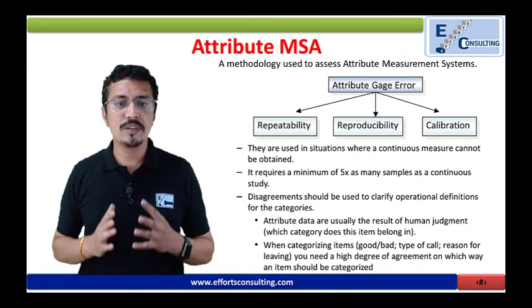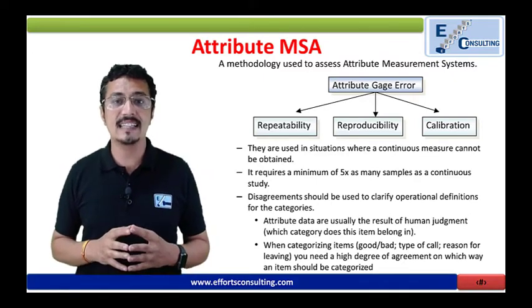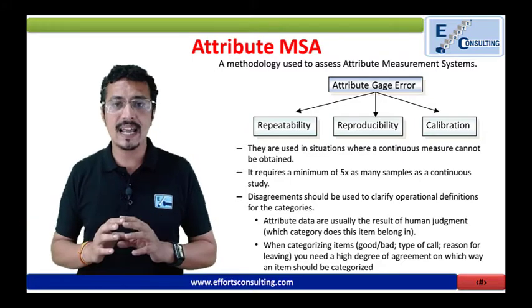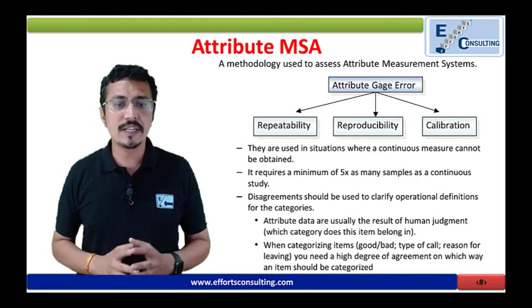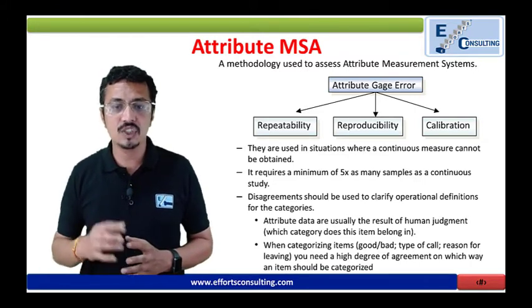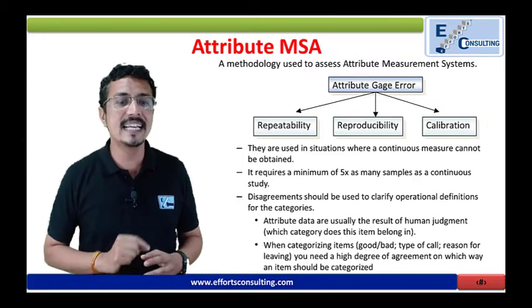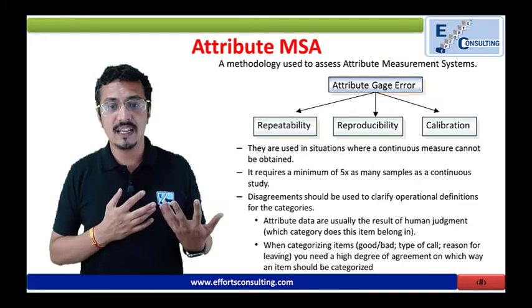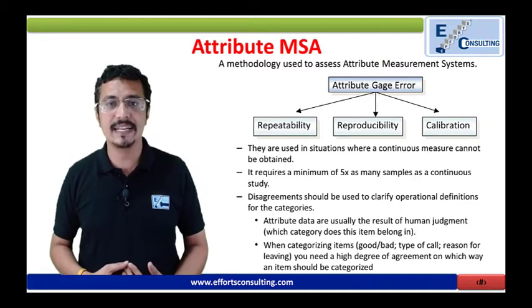This agreement should be used to clarify the operational definition for the categories, and that is called the attribute data analysis or kappa analysis, where you are studying the disagreement. Attribute data are usually the results of human judgment, and when categorizing items, you need a high degree of agreement on which way an item should be categorized. So this is also called an agreement analysis.